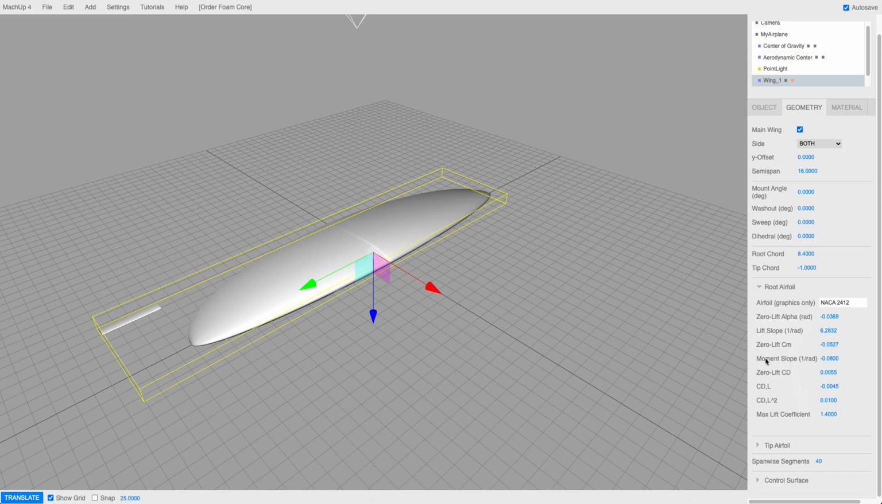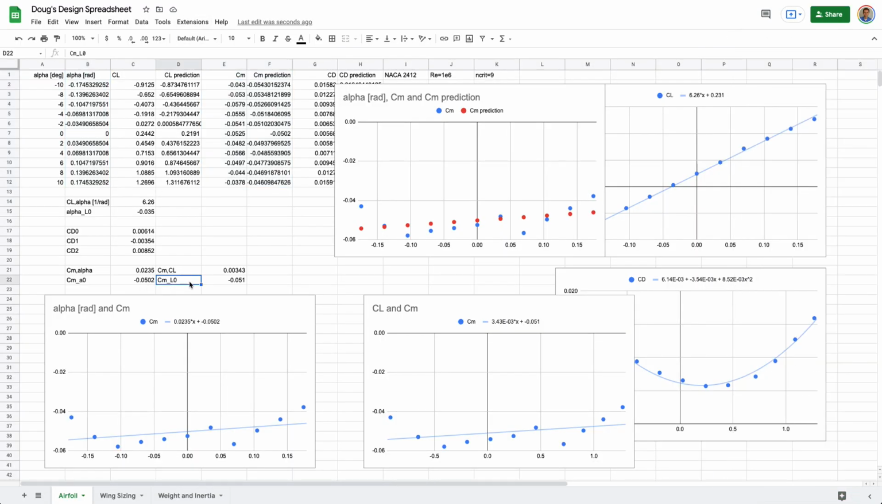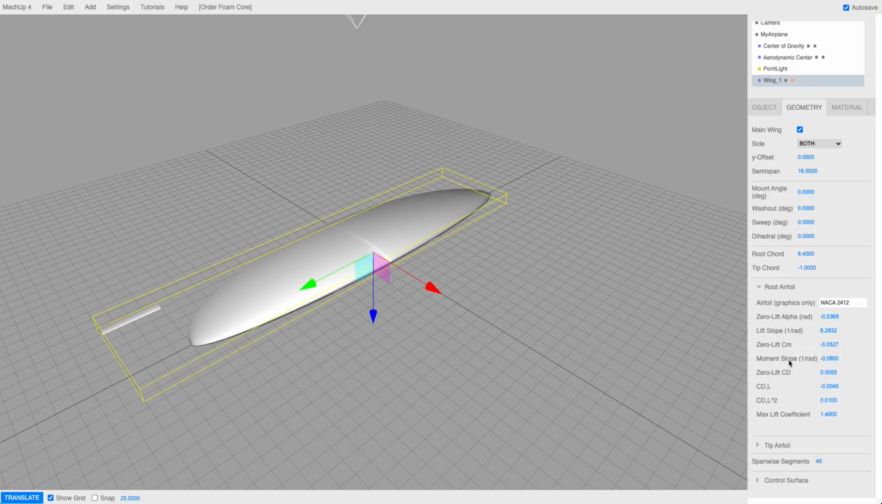And then it actually kind of mixes these two definitions for pitching moment. So it asks for the 0 lift pitching moment, which if we come back over here, it's actually this value here. This is the pitching moment at 0 lift. And then it's going to ask for the slope of the pitching moment as a function of angle of attack. Okay, so it actually asks for these two values here. So those would go in here. There's our 0 lift pitching moment, our moment slope per radian, and then here's our 3 drag terms.